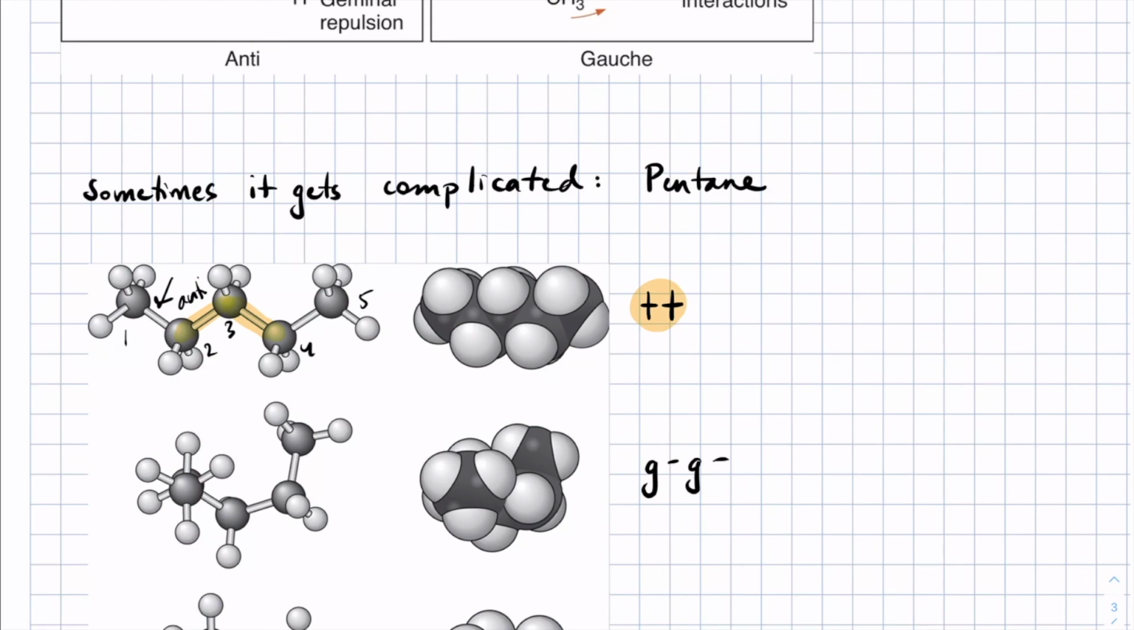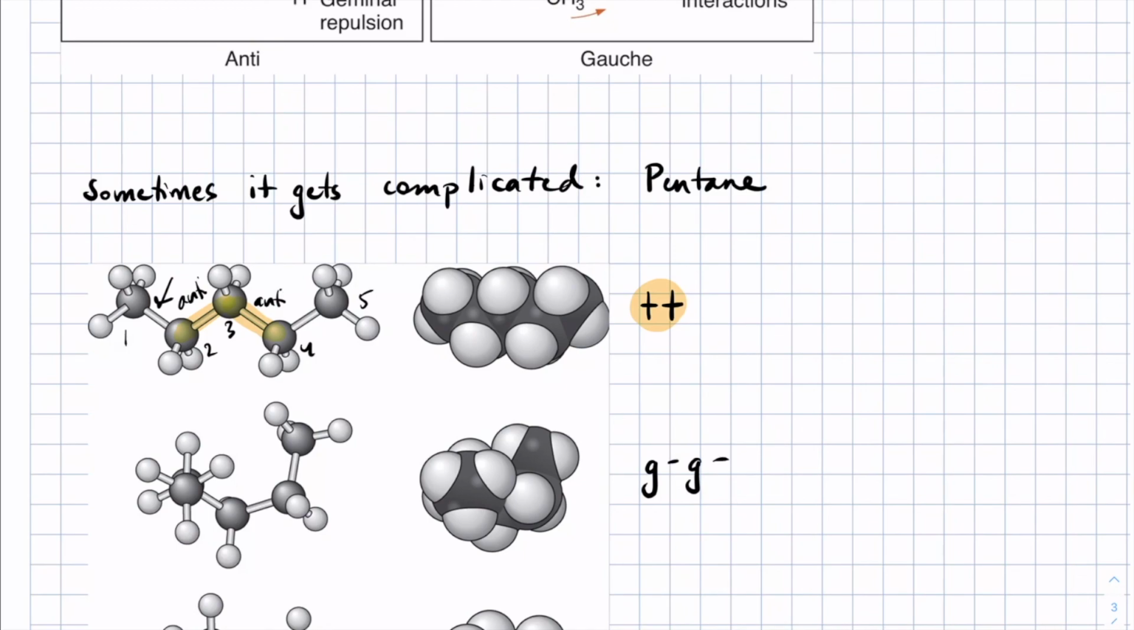Similarly, this is anti to that. So both of those two bonds have anti-conformations. That's probably the most stable conformation, the all-trans version. This one is called gauche minus, gauche minus. Now remember, minus is when we're gauche, but on the right-hand side.